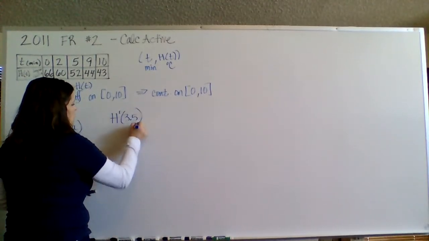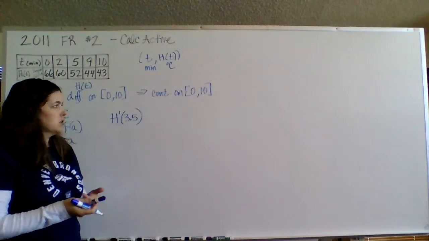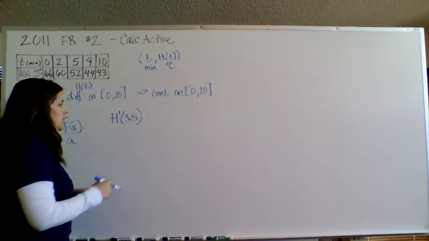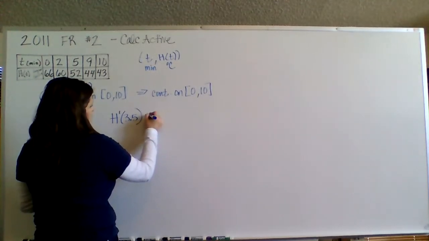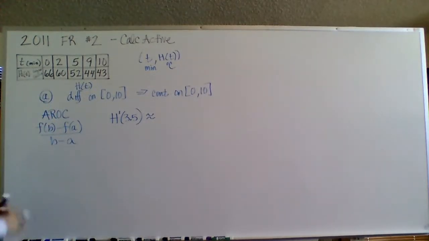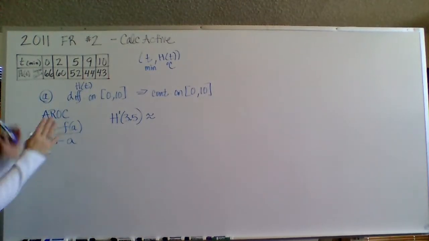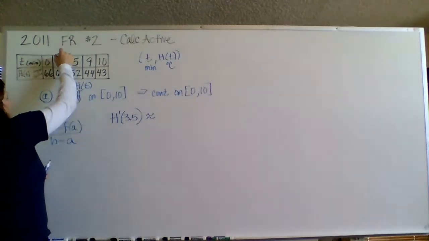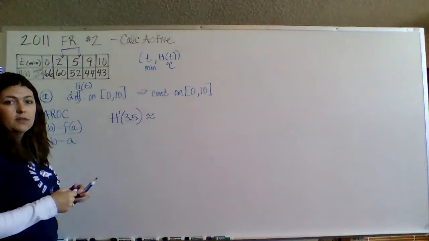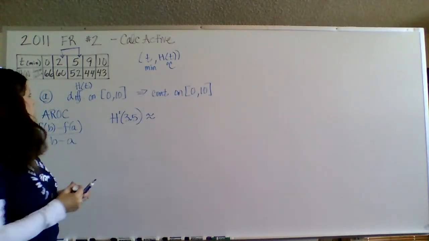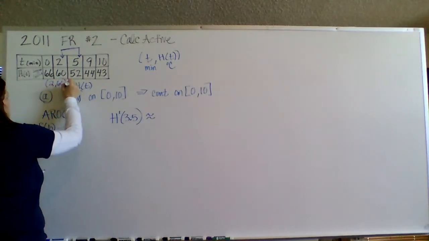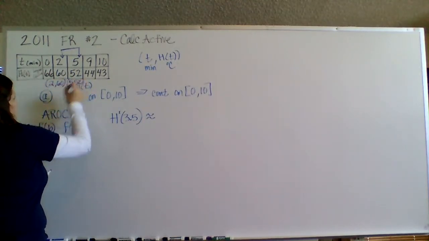But we don't have a rule to find h prime of t in general because we don't have a rule for h of t. And then we can't plug in a number if we can't find the rule. So what we're really thinking is that we're using an approximation. If 3.5, you want to straddle the numbers that are closest to that, that would be between 2 and 5, so those are going to be the values that I want to use in my AROC formula. So I want to use 2 comma 60 and 5 comma 52 in my AROC formula.